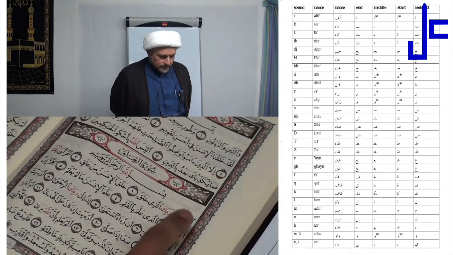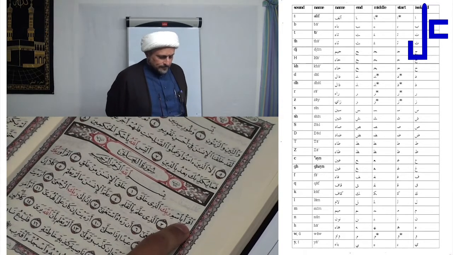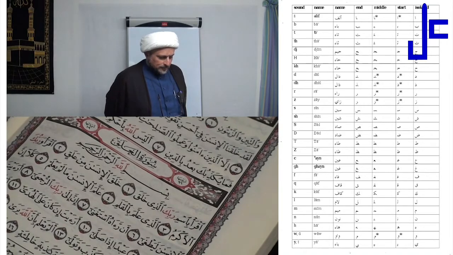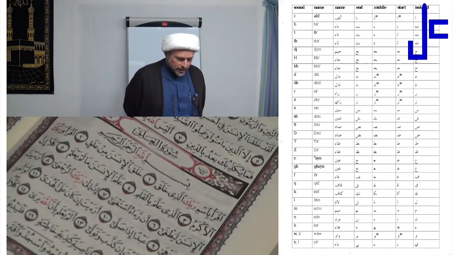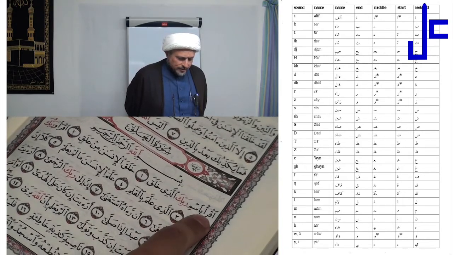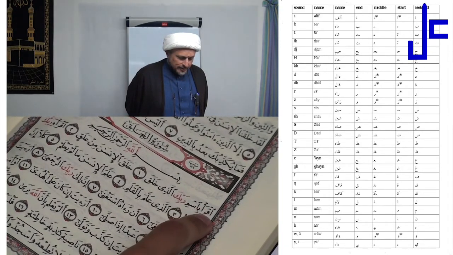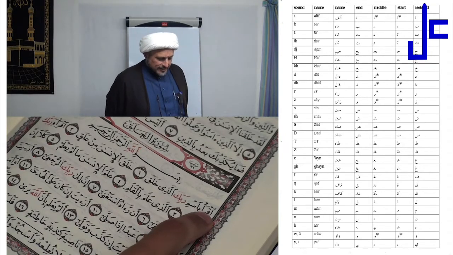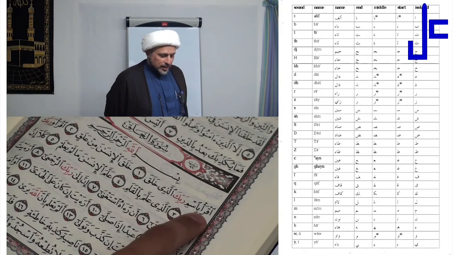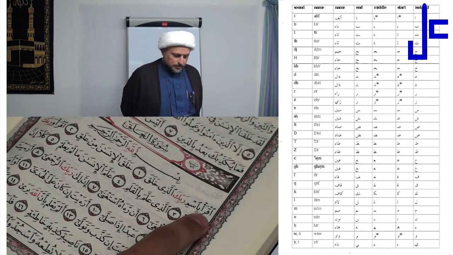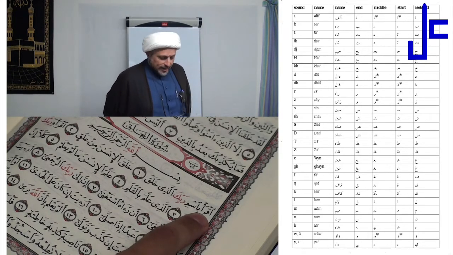Alif. Qaf. Yes, excellent. And what is on the qaf? Sign. Yeah, what sign is that? Sukoon. Do you pronounce sukoon? No. It's just the tip of the letter. So how will you say alif and qaf? Aq. Iq. Fantastic. And then?